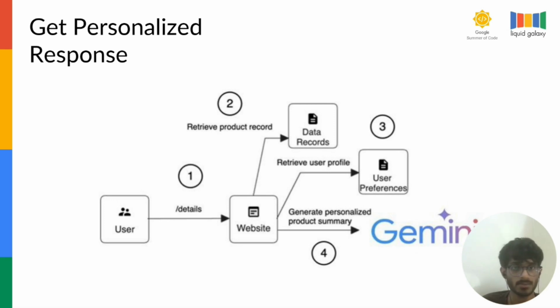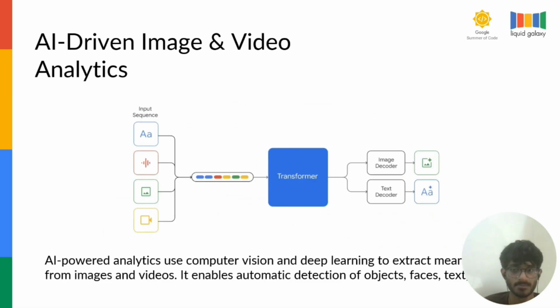So this is it for the next slide. So what is AI-driven image and video analytics? AI-powered analytics use computer vision and deep learning to extract meaningful insight from images and videos. It enables automated detection of objects, faces, text, and patterns, helping businesses and industries make data-driven decisions in real time. So now let's explore how Gemini AI revolutionizes image and video analytics using its transformer-based architecture.